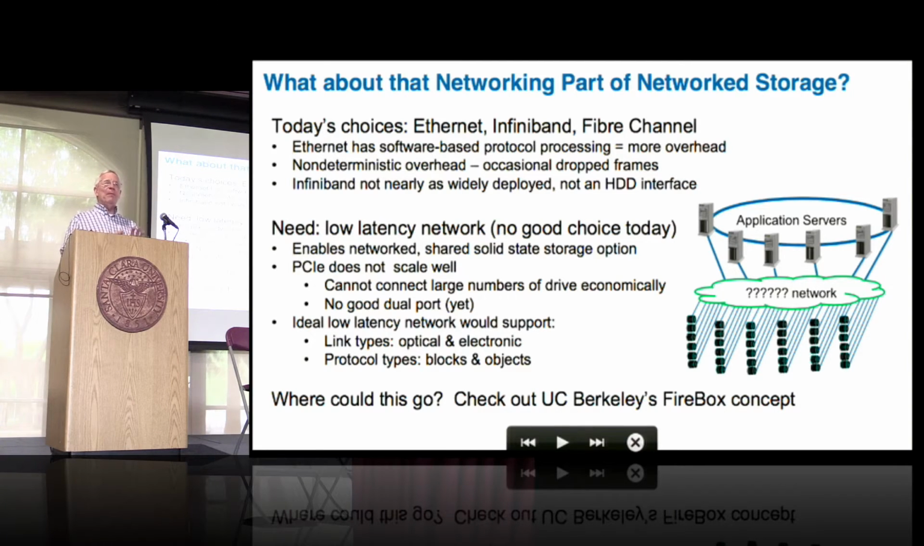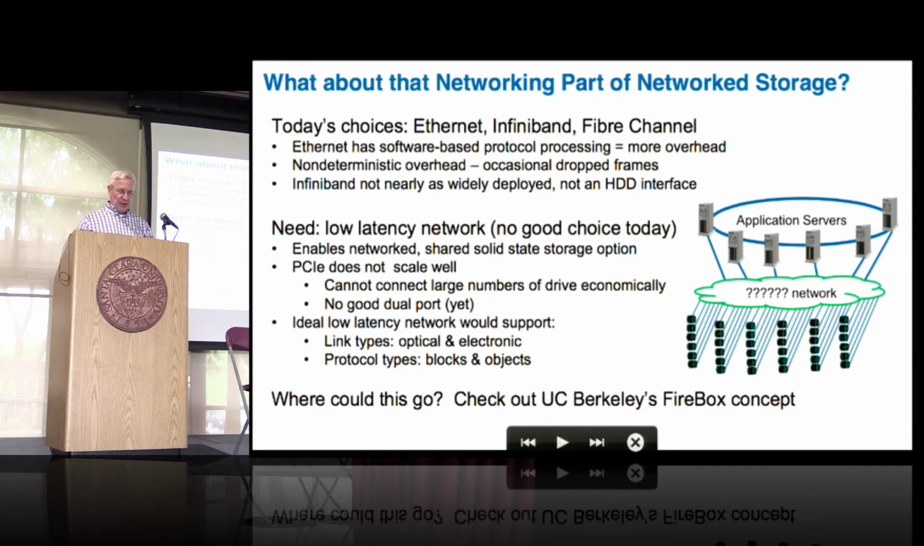Now, if you try to map existing interfaces to this, the one interface that fits all cases is Ethernet, but it has those performance characteristics. You could look at SAS, right, which does optical and electronic and blocks, but no object support. So something is needed here.